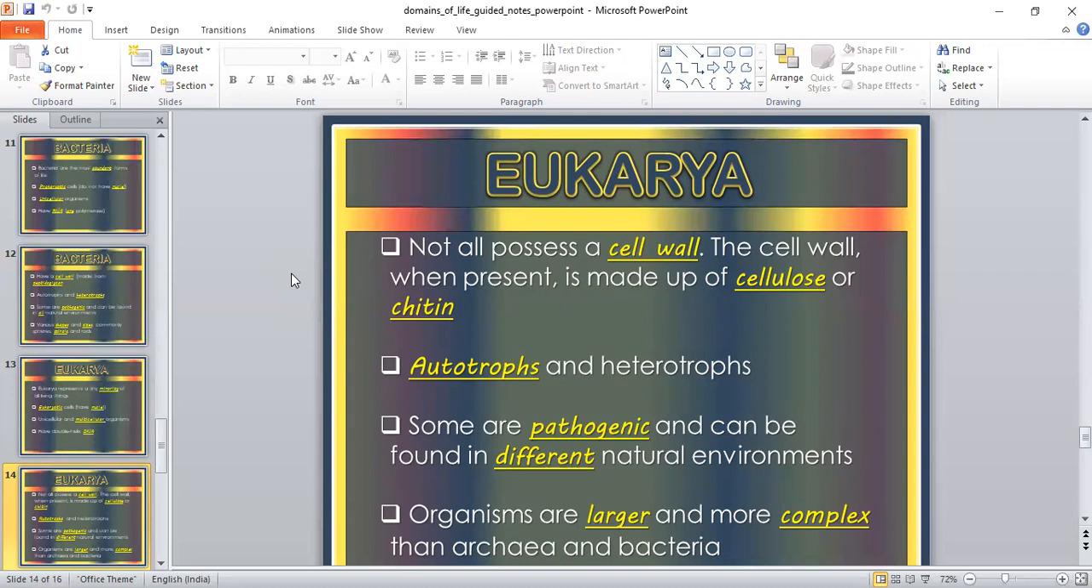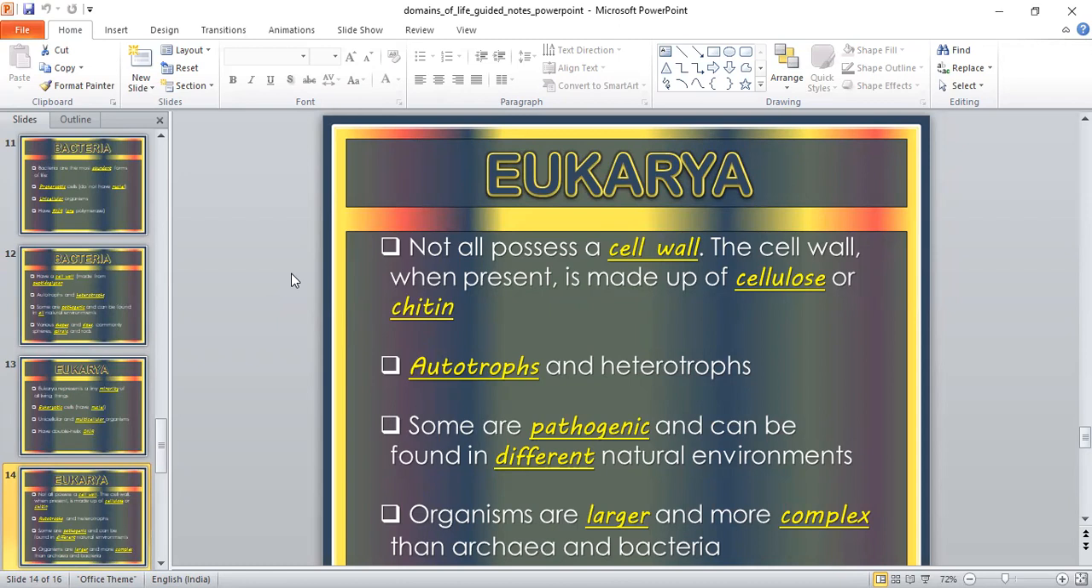Eukaryotic organisms are autotrophic in nature, and they are also heterotrophic. For example, plants are autotrophic in nature, and the rest of the organisms are heterotrophic. Plants synthesize their own food by the process of photosynthesis, and the rest of the organisms are dependent on the plants and also on some other living organisms, like parasites and saprophytes.